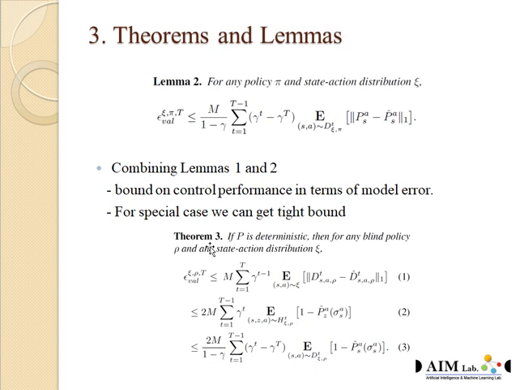So in theorem 3, we give a tight bound in this form. The distribution is from the state action distribution and the blind policy. Blind means it is conditionally independent of the current state given the history of actions. So when the policy is blind, we can get a tight bound.